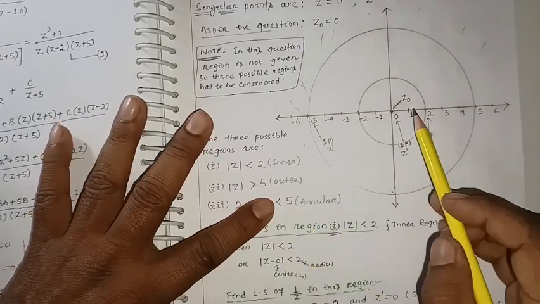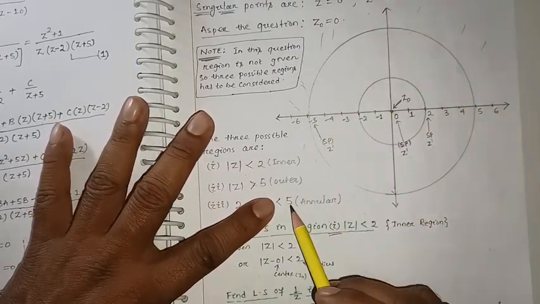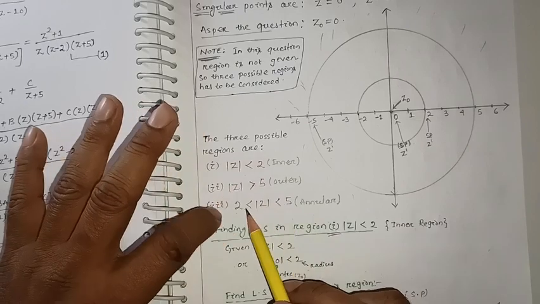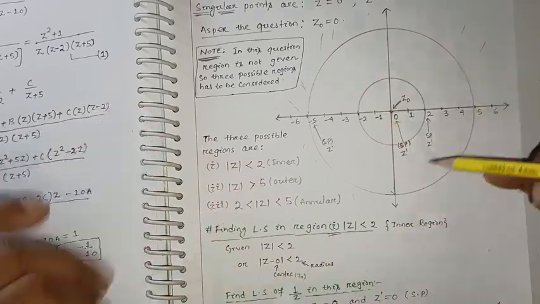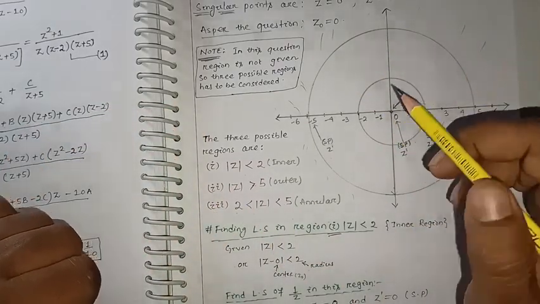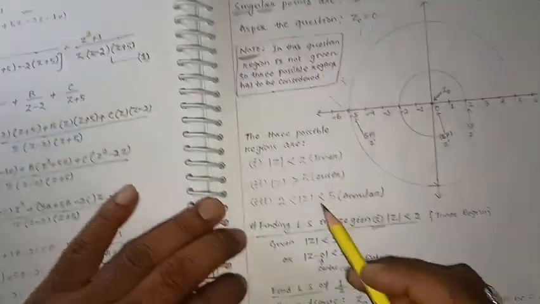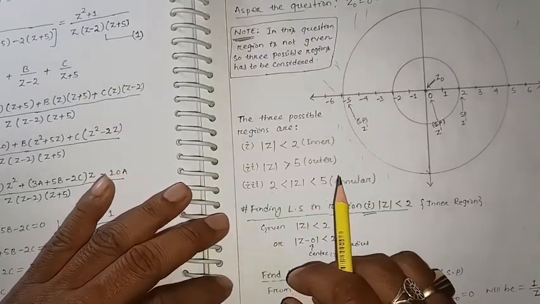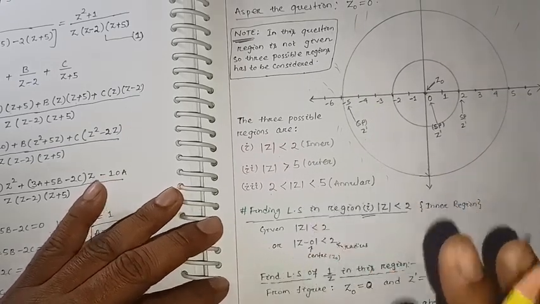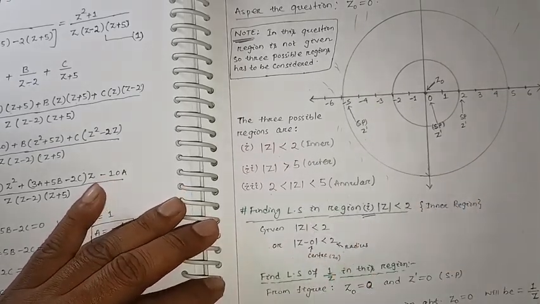5 will be the radius, this is the 5 radius, this is your larger circular radius, this is the smaller circular radius, that means this annular region we also have to consider. Remember again, if this type of question is given, we have to consider three possible regions. This question will be asked for 6 marks. Carefully you have to watch and write down your notes.